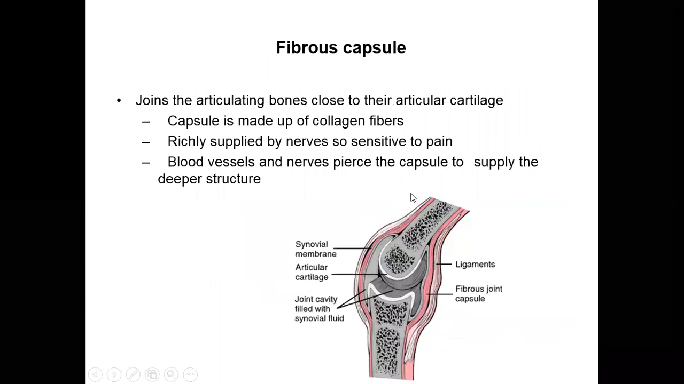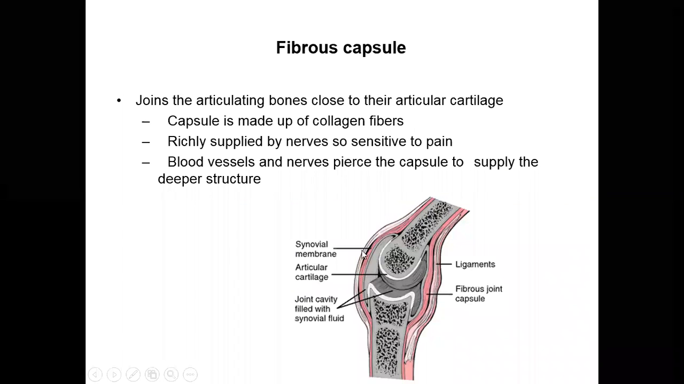Now coming to the next feature, fibrous capsule. Fibrous capsule is going to cover the external aspect of the joint, which is going to give a lot of support. And it is going to be made of collagen fibers. Major content is collagen fiber. There are different types of fibers. We will see that in the next slides. There are collagen fibers, there are elastic fibers.